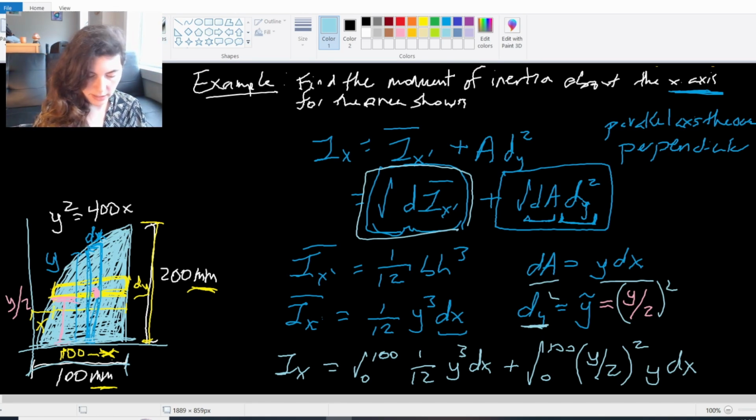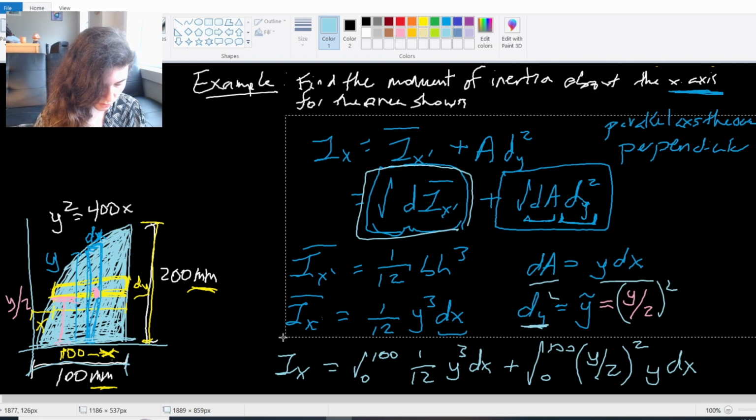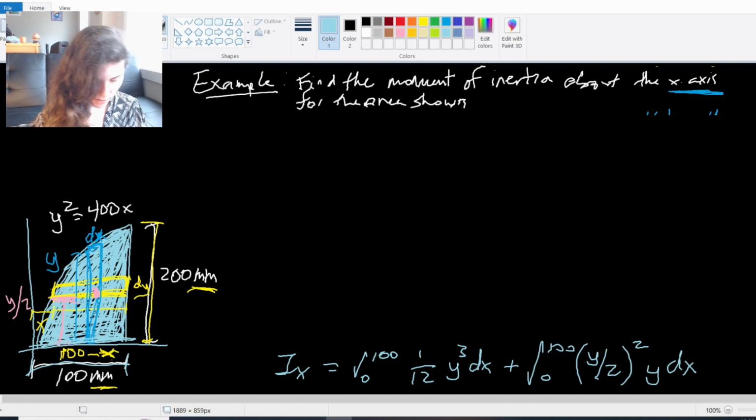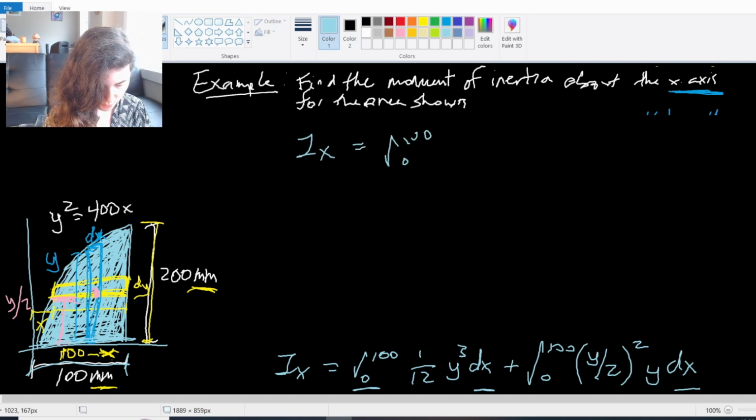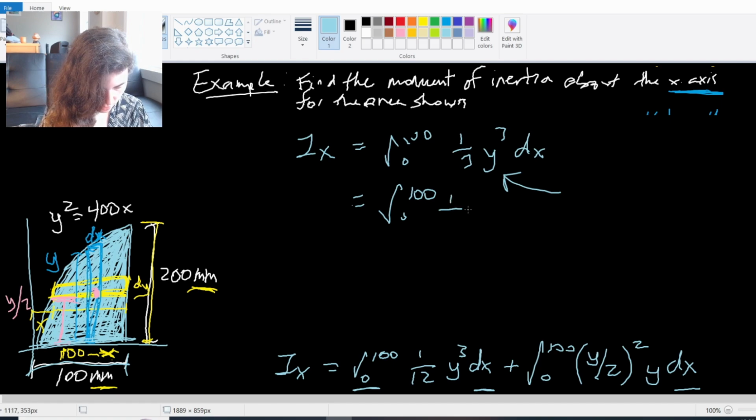This is the integral that I have, and I can go ahead and simplify it and then just evaluate the integral. Since they have the same end terms, the same dx, I can combine this all into one integral. This is going to be from 0 to 100, and if I simplify all these terms down, I actually get 1/3 y cubed dx. Of course, my y squared equals 400x, so I need to plug that in for my y value. So I get the integral from 0 to 100 of 1/3 times 400x to the 3/2 dx.